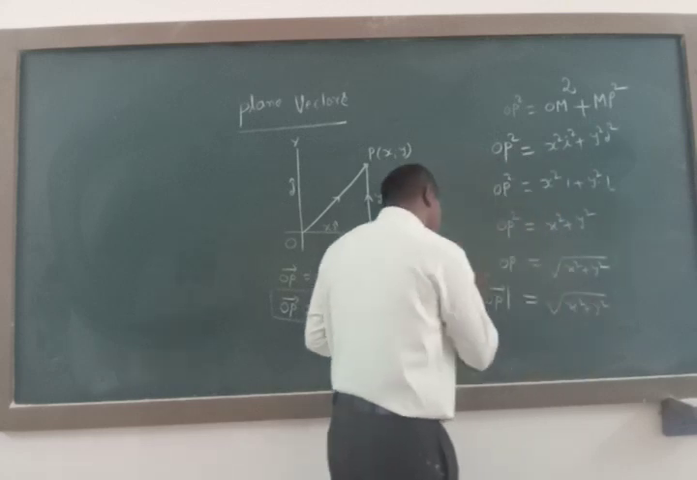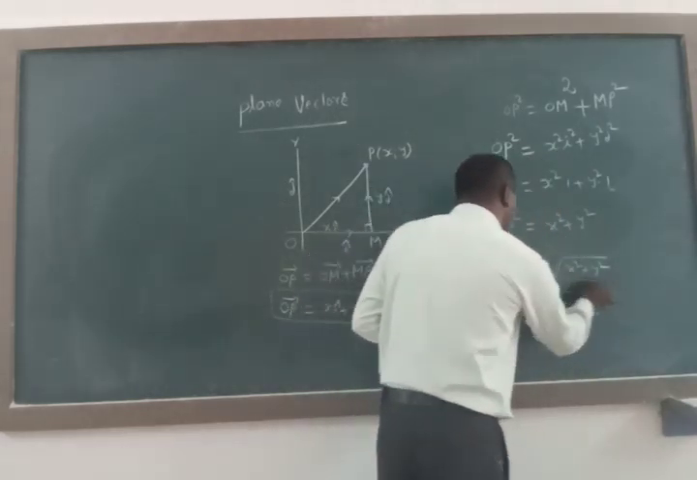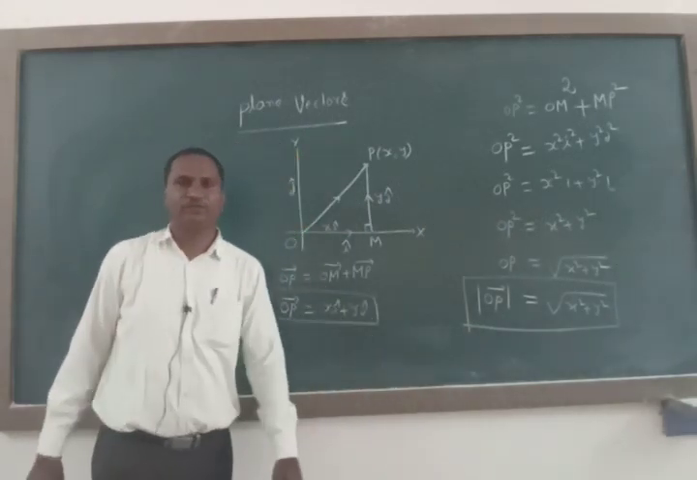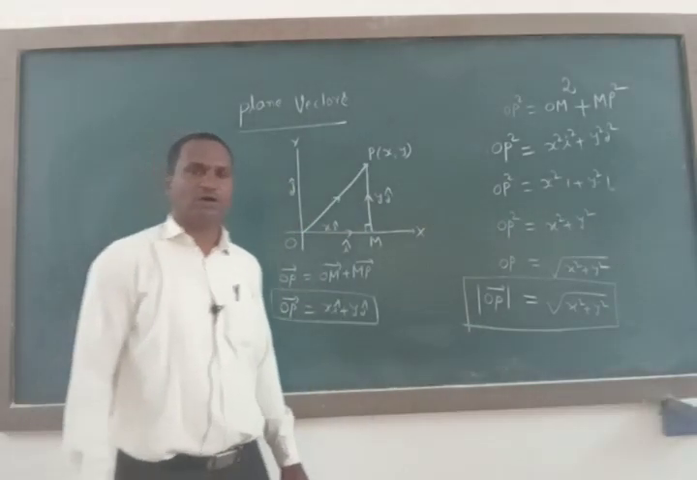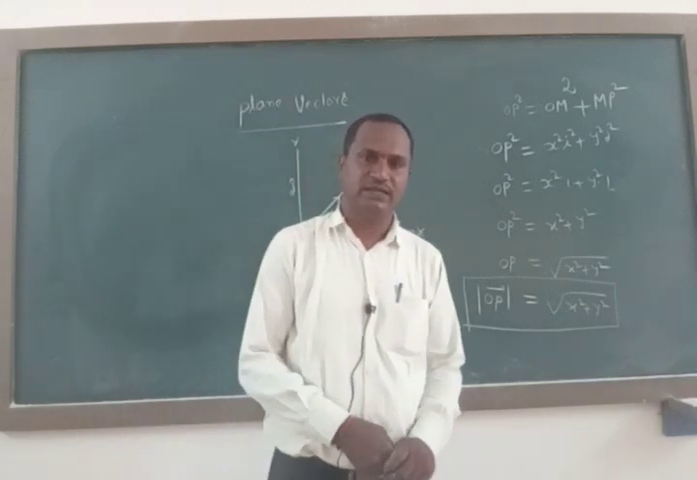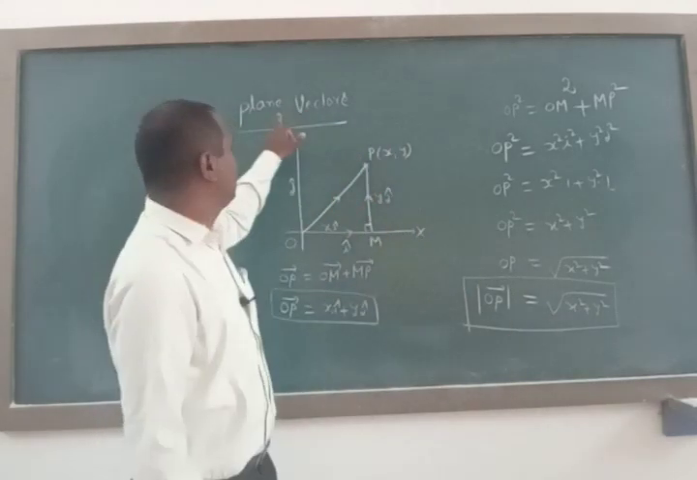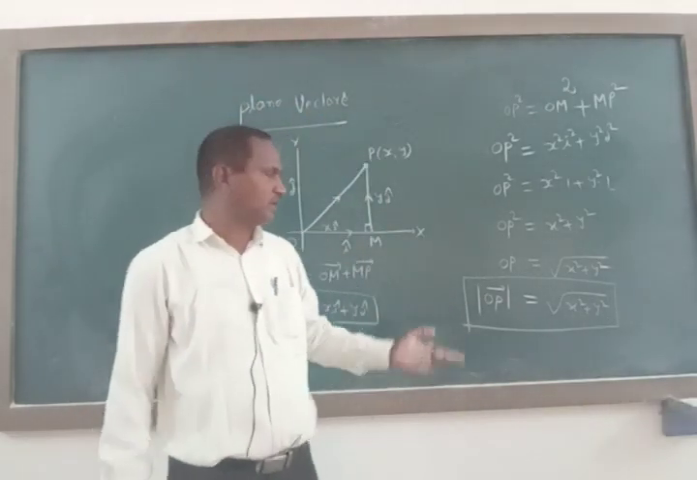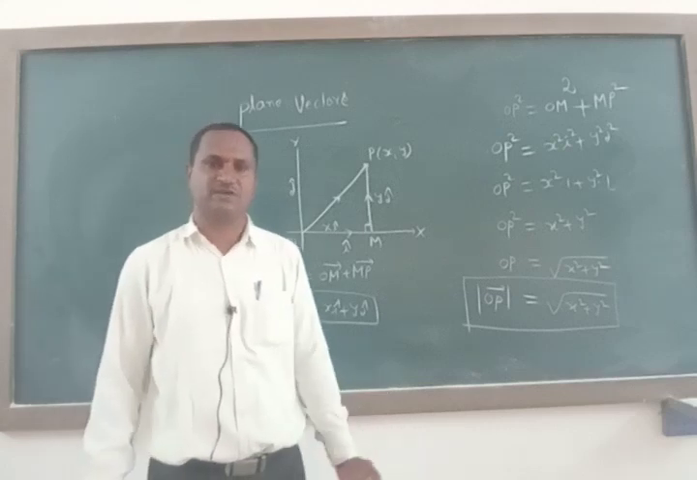In this way we find the magnitude of any vector. The magnitude of any vector is the square root of the i cap coefficient square plus the j cap coefficient square. These are the rules under plane vectors. Space means another pattern, one more will come. After completion of this, I'll tell you about space also.